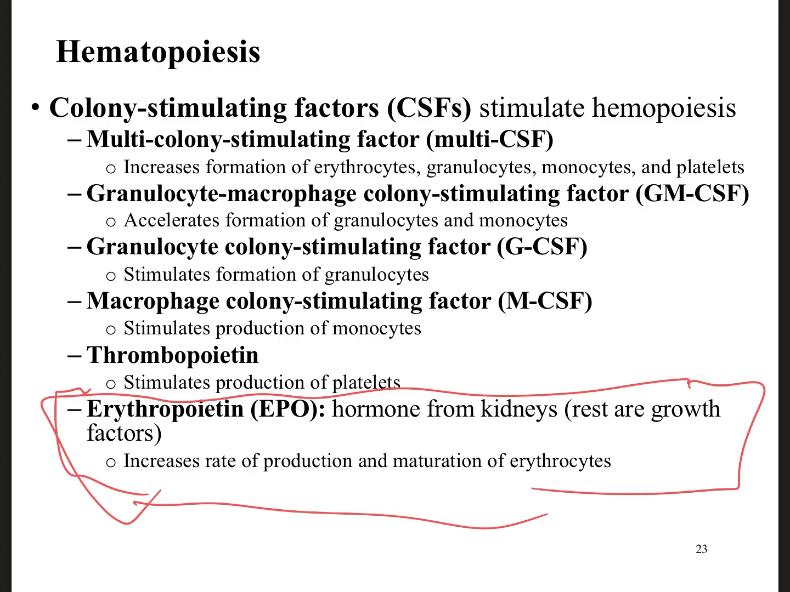More red blood cells, more oxygen bound to hemoglobin, right? And so it's a negative feedback loop. So oxygen bound will go up, that will cut off the production of erythropoietin. Does that make sense? Yeah?